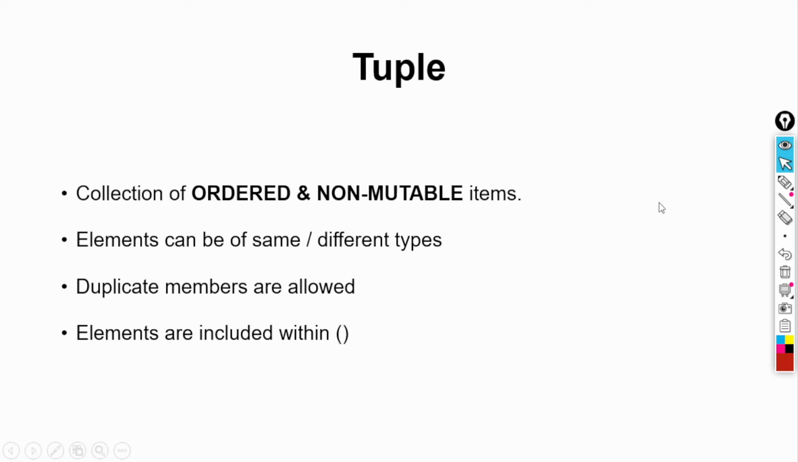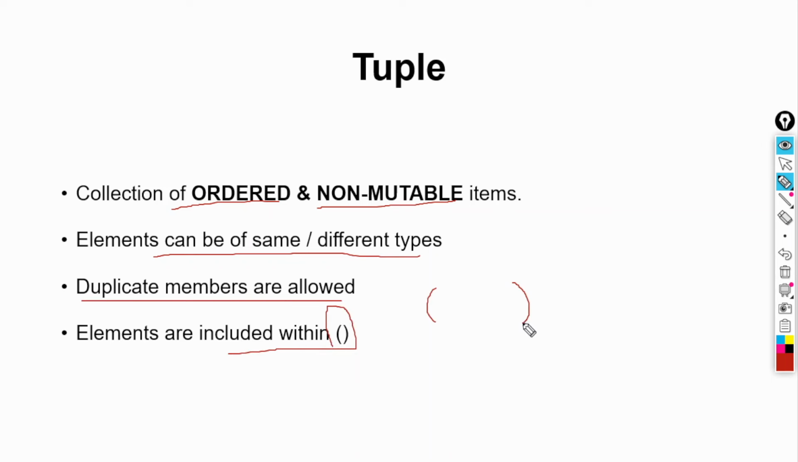Now let's move to tuples. What are tuples? Tuples are ordered. However, they are non-mutable. That is, they cannot be changed. Elements can be of the same and different types, same as a list. Duplicate members are allowed, and they are enclosed within round brackets. So the only two major differences that can be observed between list and tuple are that tuples are non-mutable while lists are mutable, and tuples are enclosed in round brackets while lists are enclosed within square brackets.